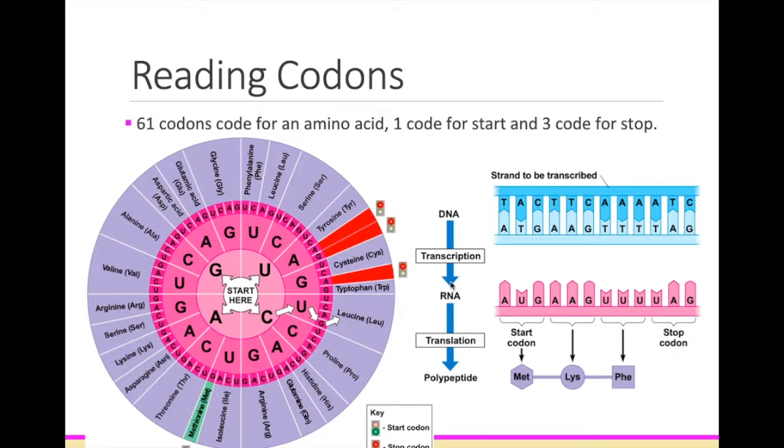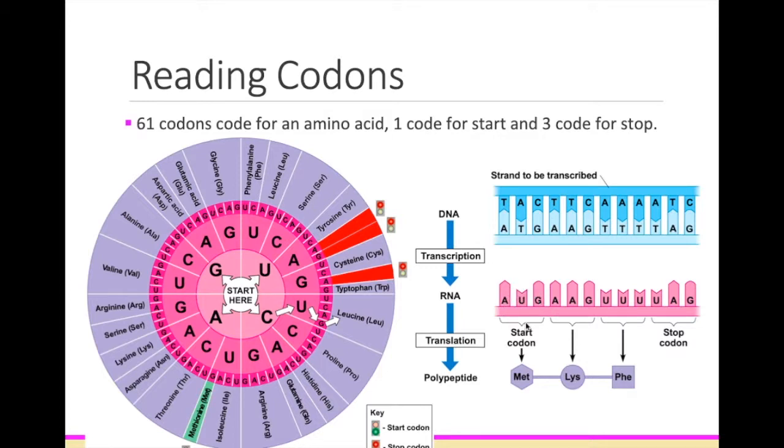There are 64 different codes that you can make with 3-letter triplets. So 61 of those code for an amino acid, one of which codes for the start, which is here. And then 3 of them code for stop codons. Those are these red markings over here. So this is called a codon chart. And we can use this to read our triplet code, and it shows us which amino acid is supposed to be added. So let's start with our start codon right here.